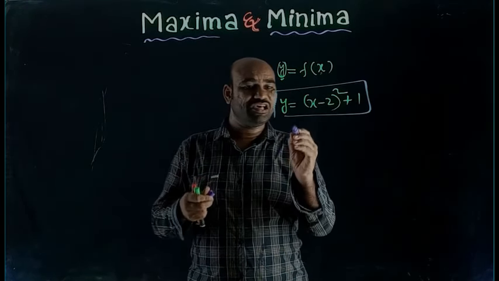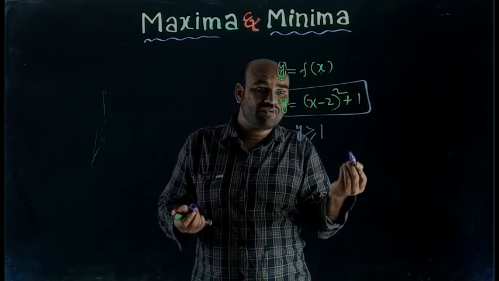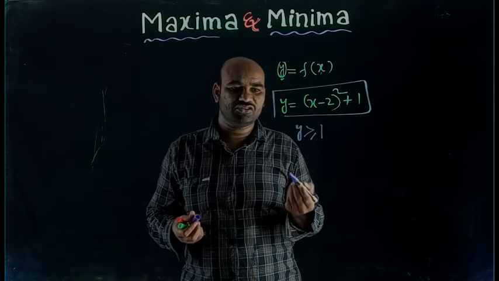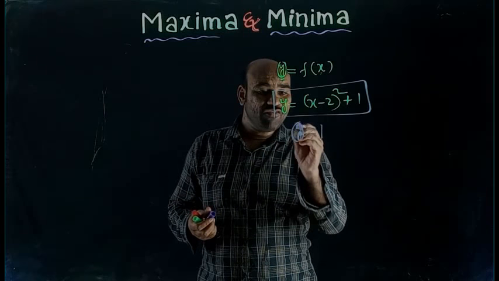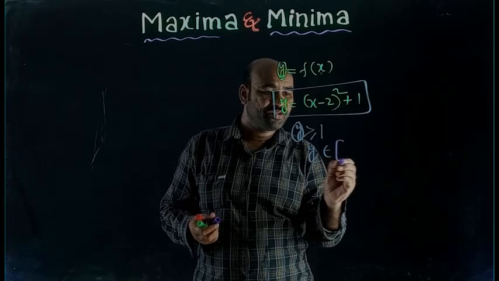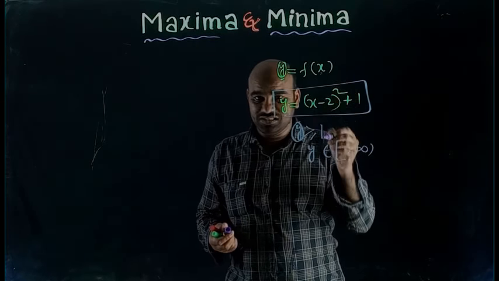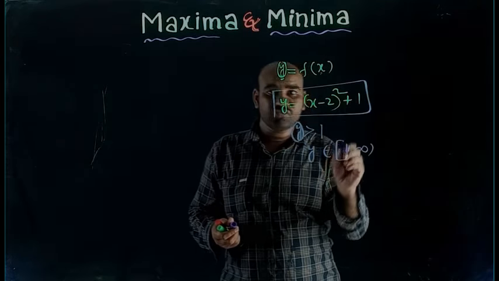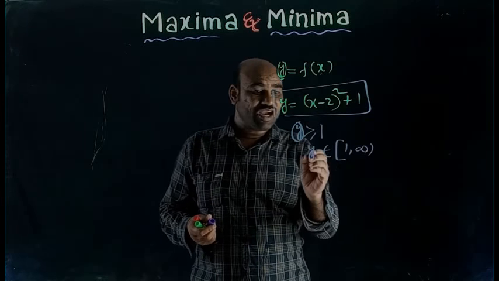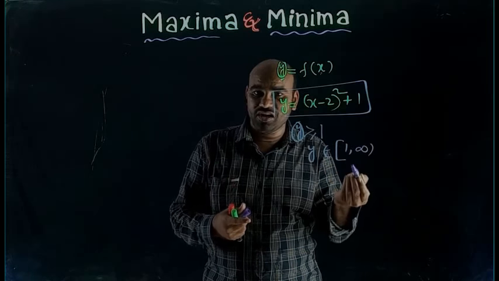So what is the meaning here? y is greater than or equal to 1. When is y equal to 1? When x equals 2. Understood or not? So the y value is 1 to infinity. I can write like this: y belongs to closed interval 1 to infinity. Whatever x may be, your y value is in closed 1 to infinity. So the minimum y value is 1.